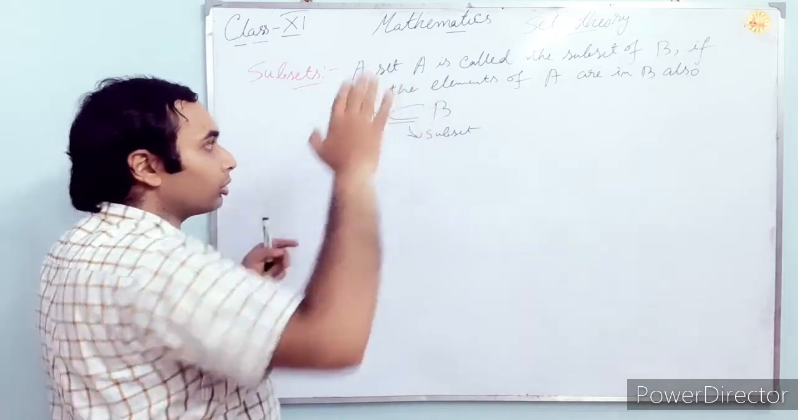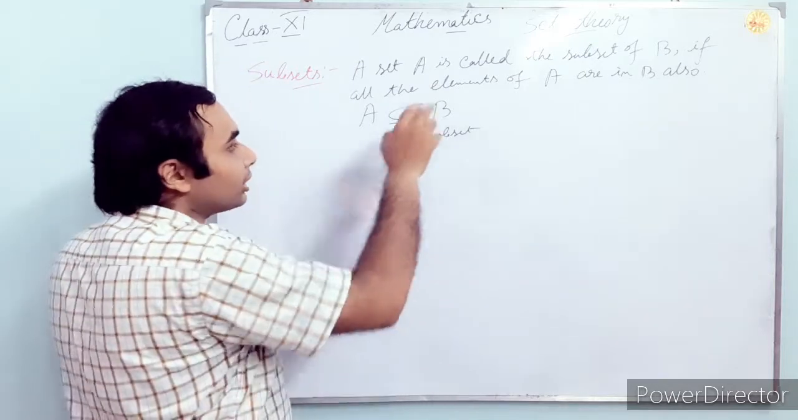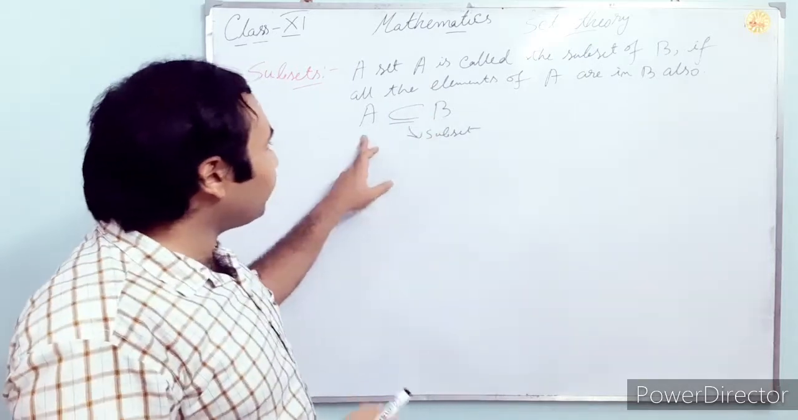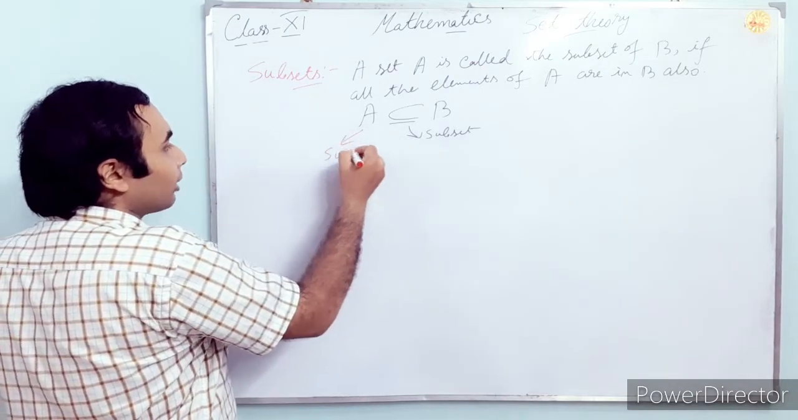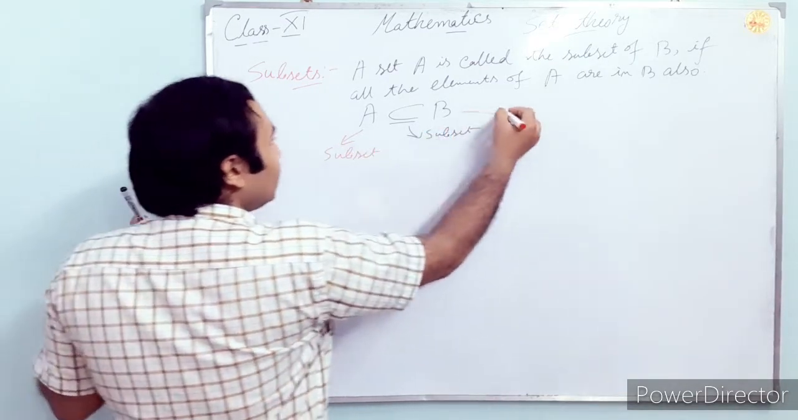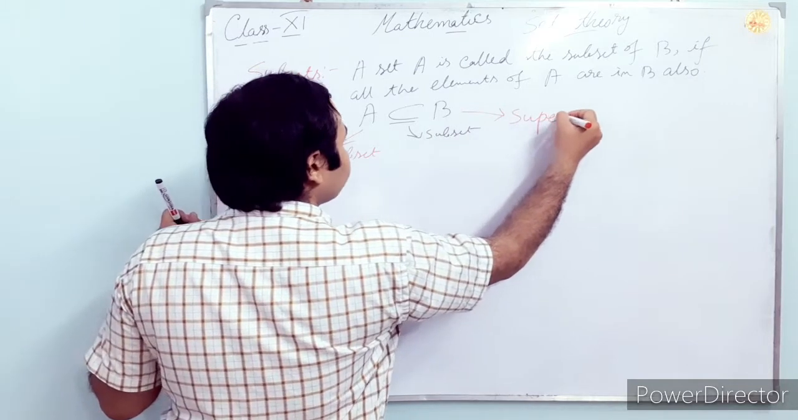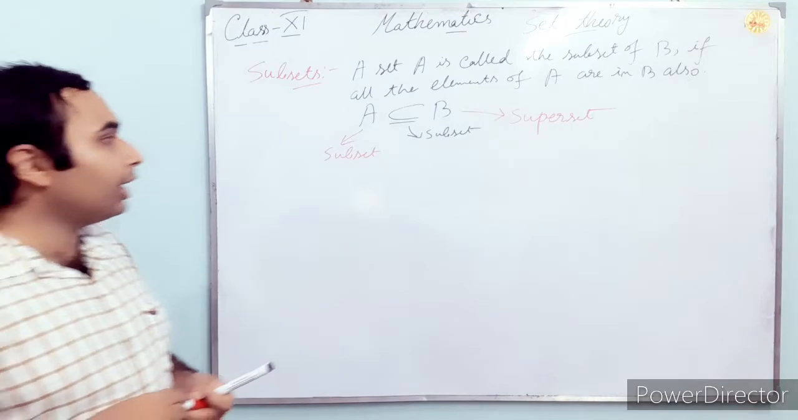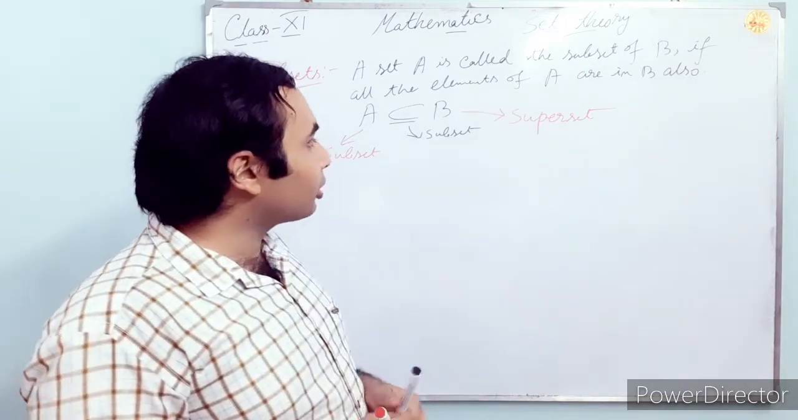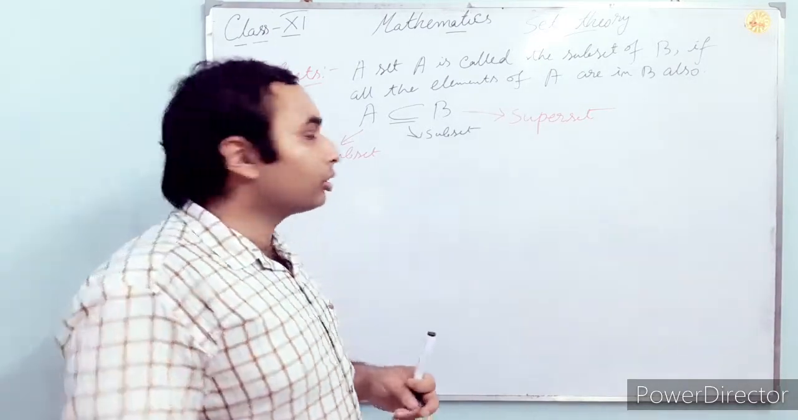Similarly, here you can see that B is bigger than A. So if A is the subset, then B is the superset. Those are only the names. A is the subset, then B is the superset. The bigger set is called the superset.